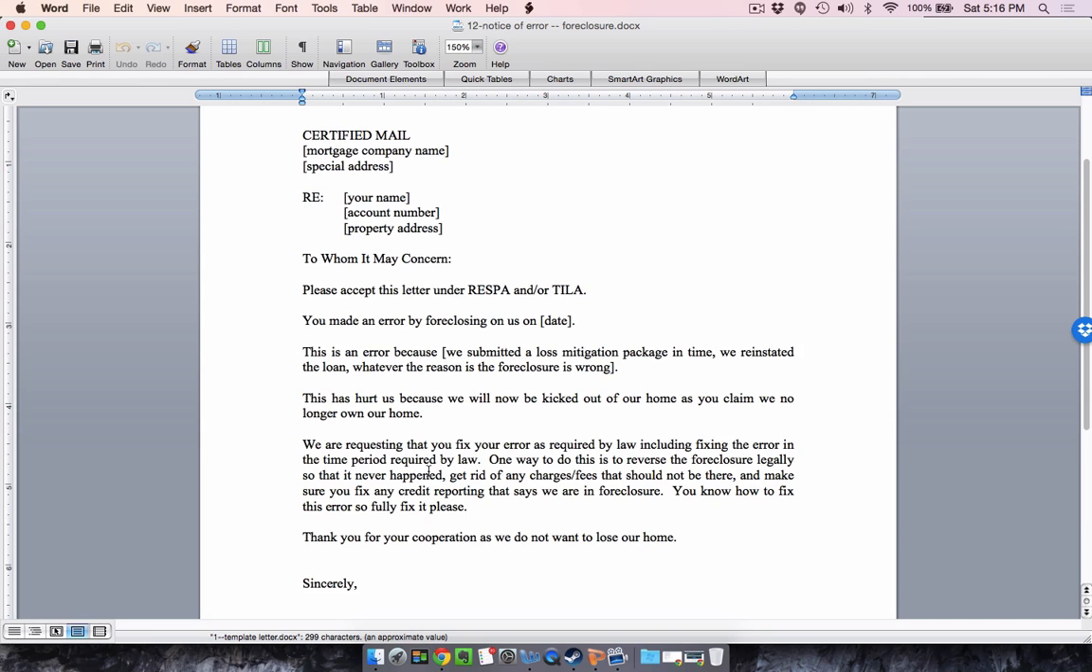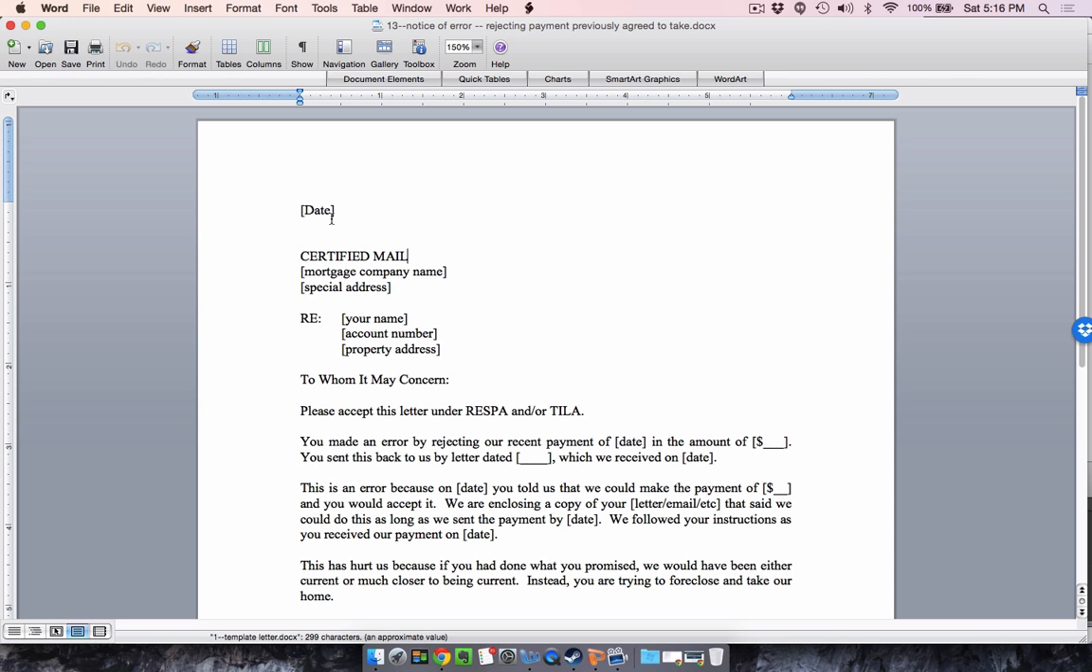Okay, so there's certain ways they can do that. Get rid of charges, fees, fix credit reporting. You know how to fix it. I mean, they did the foreclosure, so they can figure out how to undo it properly to fully fix the error. And you're giving them a chance to fix it here. So that's an example of a notice of error.